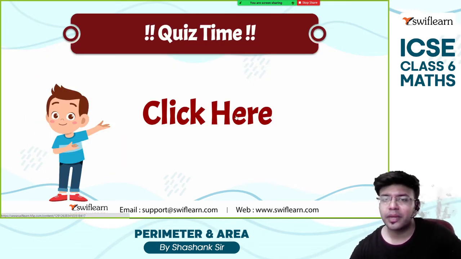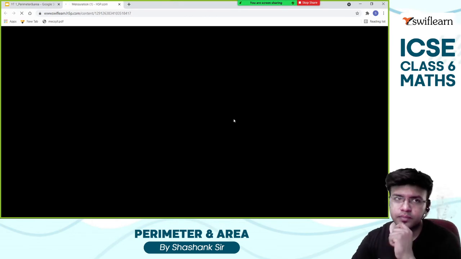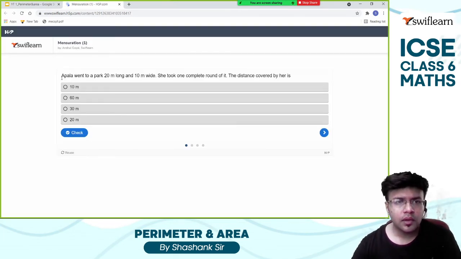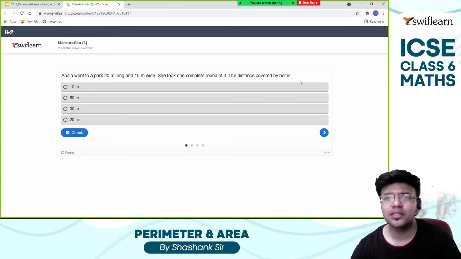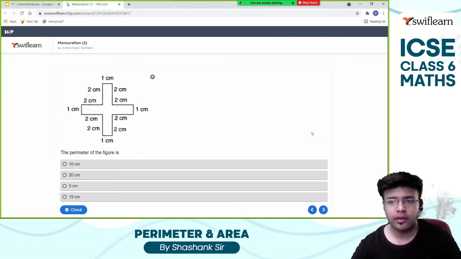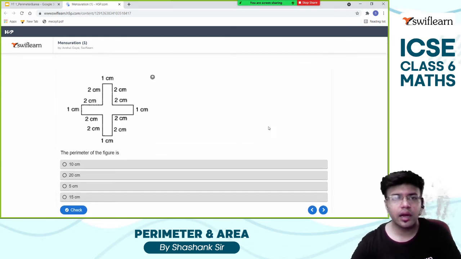Yes, let's play this quiz. Apala went to a park 20 kilometers long, this much wide. She took one complete round. Find the distance covered by her. So 20 plus 20 plus 10 plus 10. 60? Okay, we will check at the end.